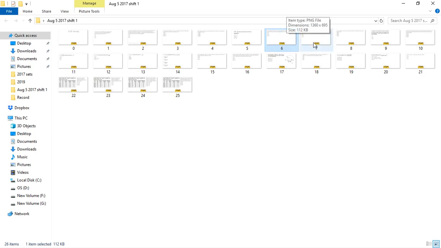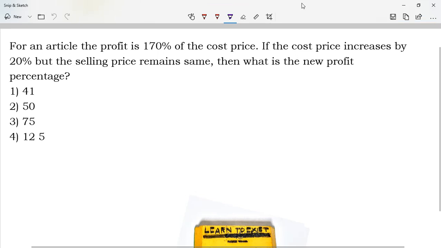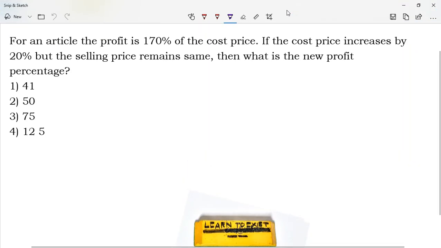I guess we have covered 6. So 7th question. For an article, the profit is 170% of cost price. If cost price increases by 20% and selling price is the same, what is the new profit percentage?